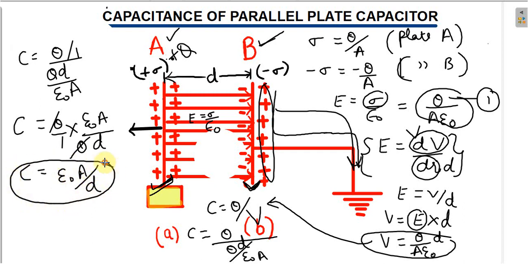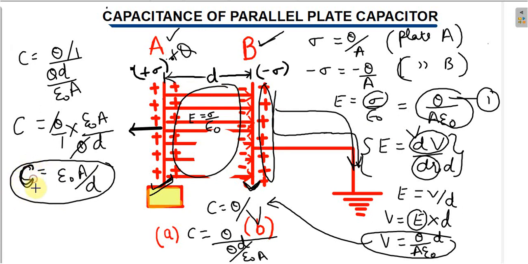So this is the capacitance of a parallel plate capacitor. This topic is very important from the exam point of view. This formula is for when there is no material medium between the two plates. Here it is air, or you can say it's a vacuum. So when there is air or vacuum, this is the capacitance of a parallel plate capacitor.